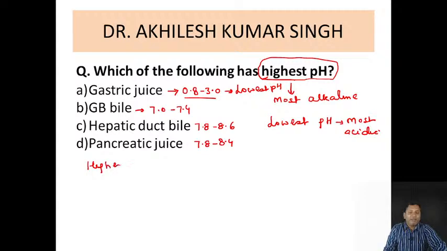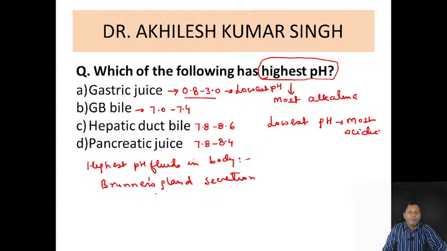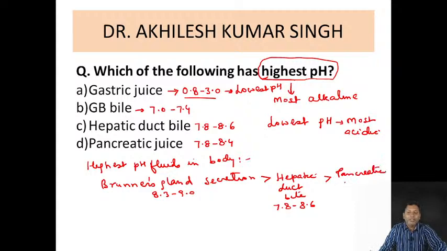So remember also the fluids having the highest pH in the body. Which one is the highest pH fluid in the body? One is the Brunner's gland secretion, which has a pH of approximately 8.3 to 9.0. This is more alkaline than the hepatic duct bile, whose pH is 7.8 to 8.6, and this is slightly more alkaline than the pancreatic juice, whose pH is 7.8 to 8.4. So if the question is highest pH, then look for the Brunner's gland secretion.